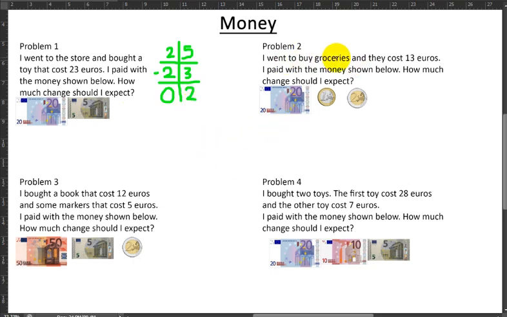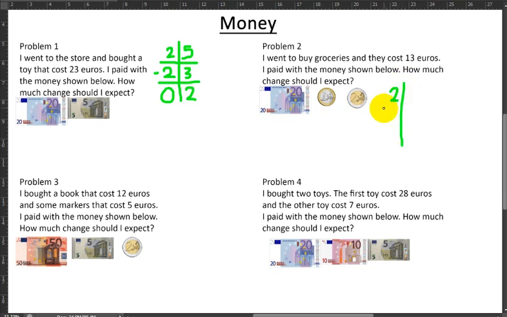Next up, I went to buy groceries and they cost 13 euros. I paid with the money shown below. How much change should I expect? So they cost 13 euros, but I gave a 20, a 1, and a 2. So how much money is this? Let's start with that. 20 and 1 makes 21. And another 2 makes 22, 23. So I gave a total of 23 euros.